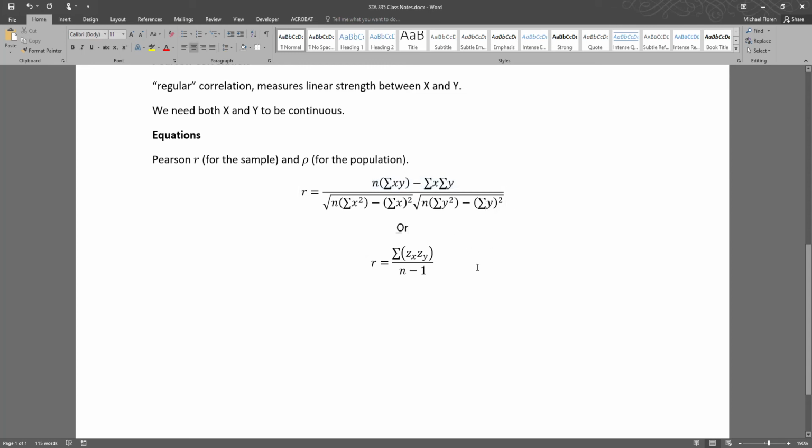Now another way you can do this is if you translate x and y to z-scores. If you remember, a z-score takes each x value, subtracts the mean, and divides by the standard deviation. For every x value, that gives you the z sub x for that particular x value, and the z sub y for that particular y value. If you find the z-scores for the x values and the z-scores for the y values separately, and then multiply them together, add them all up, and divide by n minus 1, that also is a way in which you can find the Pearson correlation coefficient.